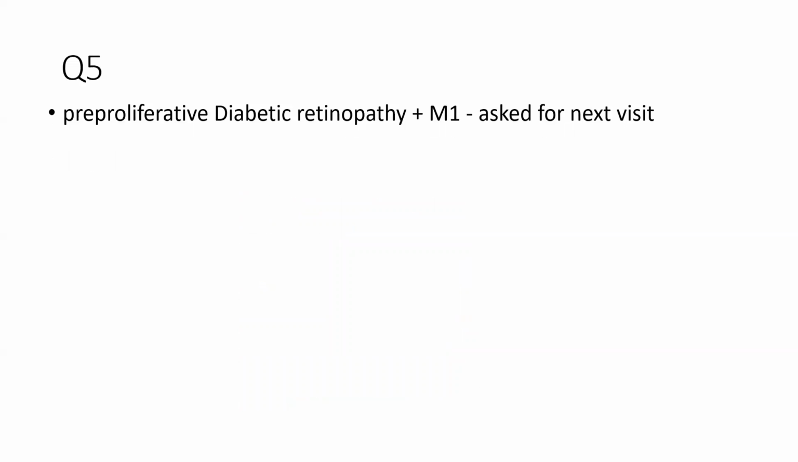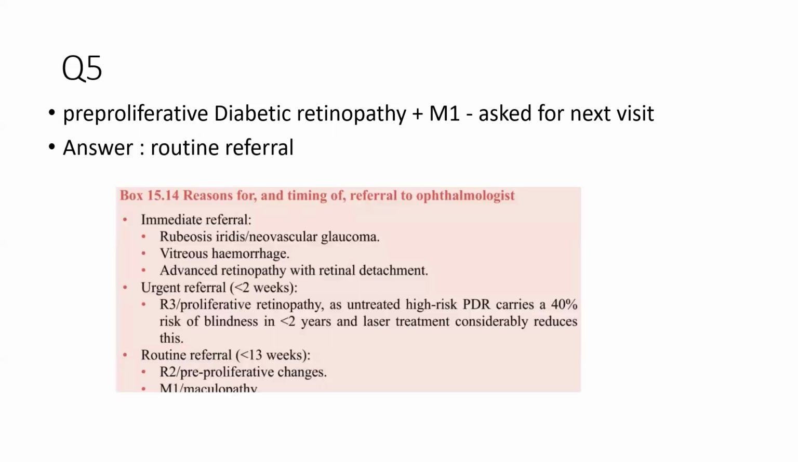A case scenario and an image were given, suggestive of pre-proliferative diabetic retinopathy. If you have gone through my session on diabetic retinopathy in my lecture series, it's quite detailed on how to identify whether it is pre-proliferative, proliferative, or maculopathy, what stages are referable, when we need to do the referral, and the duration of the referral as well. They asked about pre-proliferative diabetic retinopathy. There was also M1, or macular involvement, and they asked when the next visit should be. The correct answer is routine referral. It is a referable maculopathy.